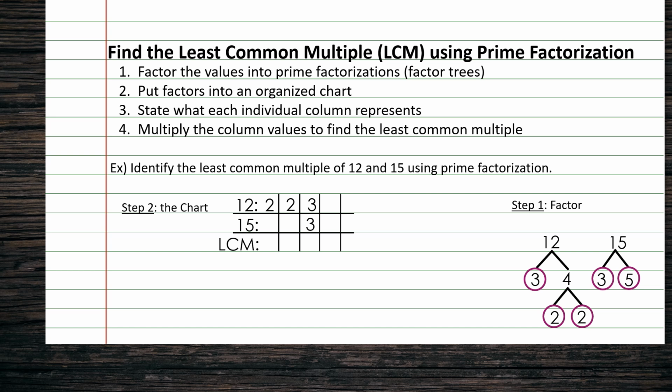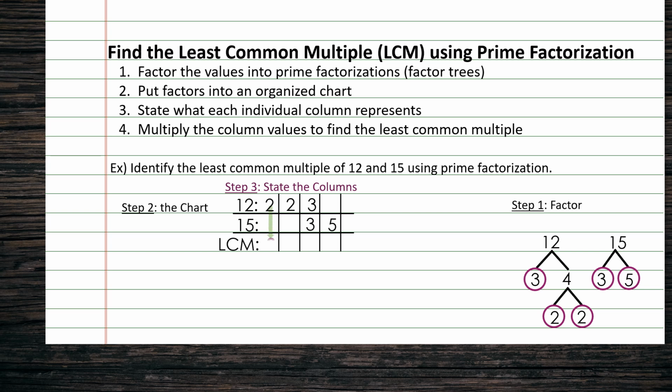However, currently we do not have a column for 5. So we currently have a column for 2, 2, and 3. So in this case, we make another column just for that 5. Now, that's what it means to organize your factors in a chart. We've simply sorted them. Now we're ready for step 3, which is to state what each column represents.